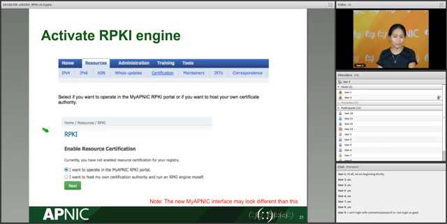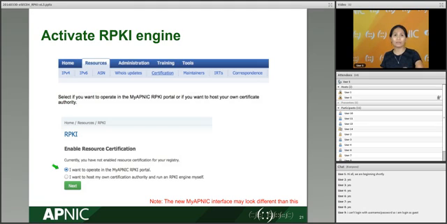Once inside MyAPNIC, this is what you find. We just changed the MyAPNIC interface earlier in February, so I haven't updated the slides yet to show you the actual screenshot, but the idea is the same. Under Resources, you have Certification. You can enable resource certification. So you're saying that you want to operate in the MyAPNIC RPKI portal. If you are creating your own RPKI engine, of course, you'll select the second one. But 90% of the time, APNIC members would go for the first option, operate the MyAPNIC RPKI portal.